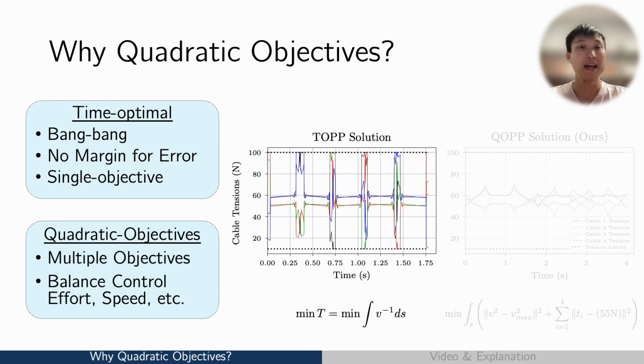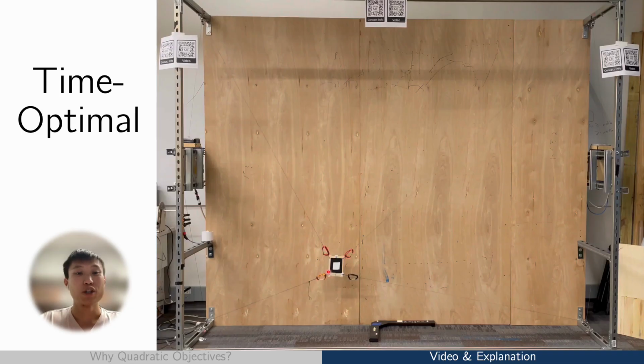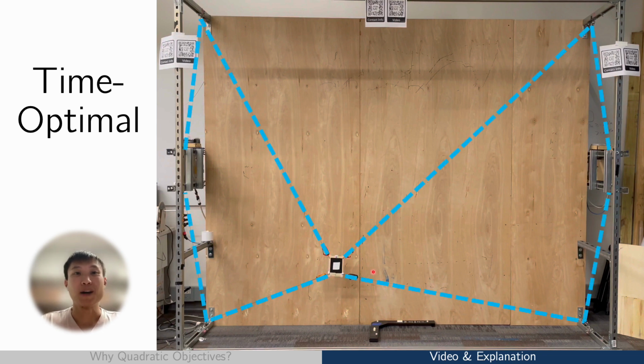In this example, we set up a cable-driven parallel robot problem with tension limits. In the time optimal solution on the left, the cables frequently saturate the tension limits, which results in times when the closed-loop controller loses controllability. If instead we use the quadratic objective shown on the right, the closed-loop controller will have much more margin to work with. Here you can see our experimental setup of a planar cable-driven parallel robot. The end effector is the white square with black outline, and the 4 cables are highlighted in blue.